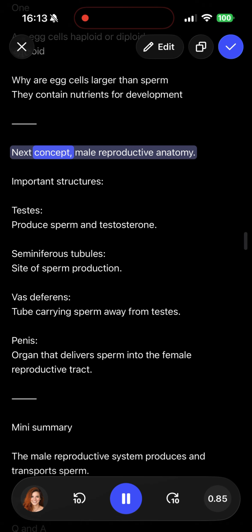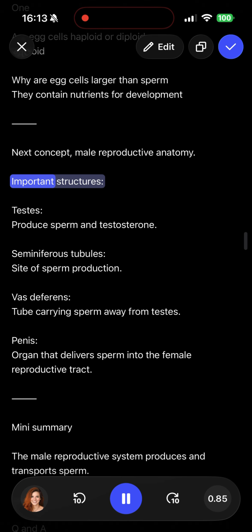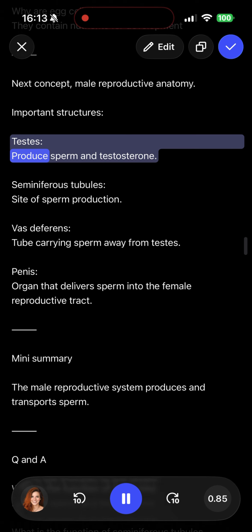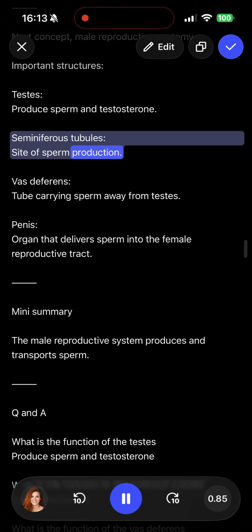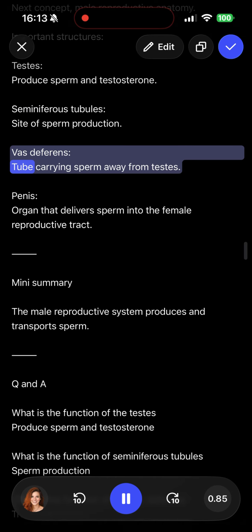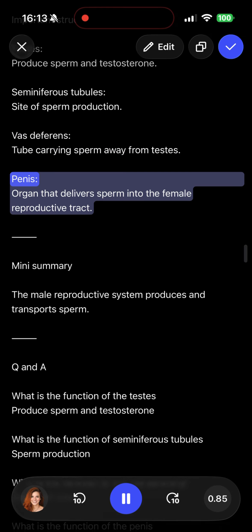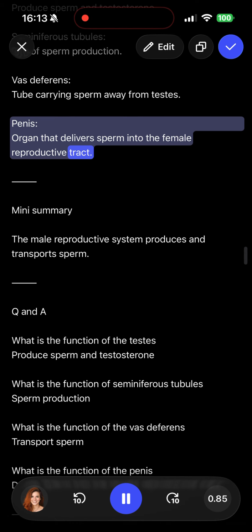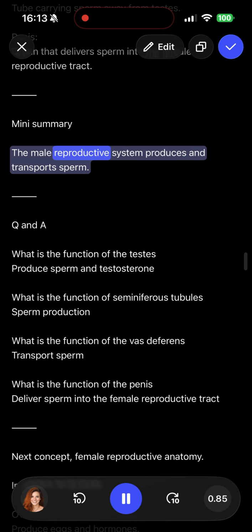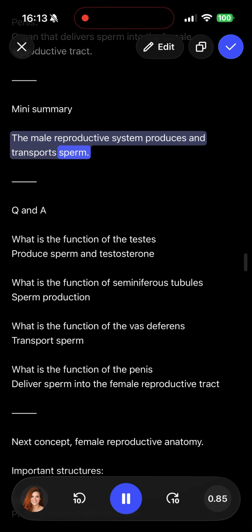Next concept, male reproductive anatomy. Important structures. Testes produce sperm and testosterone. Seminiferous tubules, site of sperm production. Vas deferens, tube carrying sperm away from the testes. Penis, organ that delivers sperm into the female reproductive tract. Mini summary. The male reproductive system produces and transports sperm.